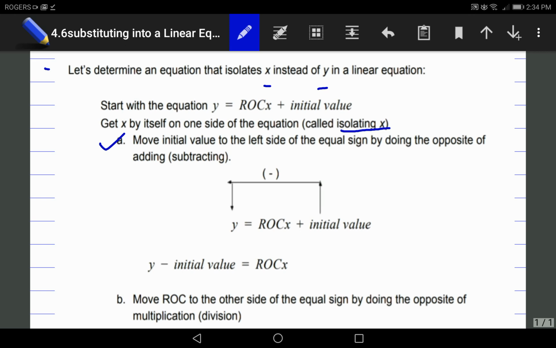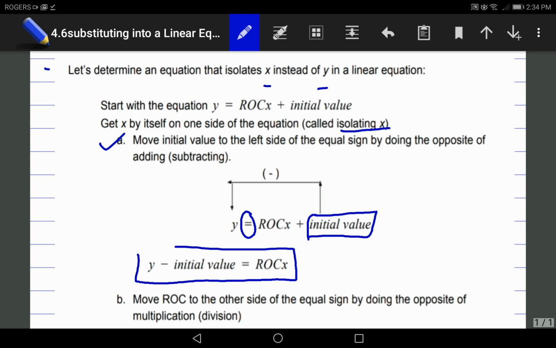You move the initial value to the left side. So this number right here, you move over to the other side of the equal sign. There's your equal sign there. You want to move it over to the other side. And the way you move it over to the other side of the equal sign is you do the opposite operation, in this case of adding. So if it's plus the initial value on this side, to bring it to the other side, you would subtract it. This is what you end up getting. You get y, and instead of plus initial value, it's minus initial value because we brought it to the other side, equals rate of change times x. So again, remember our goal is to get x by itself, right?